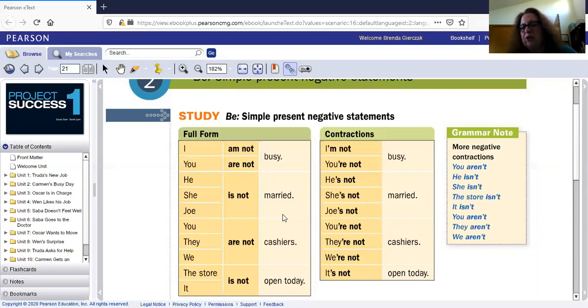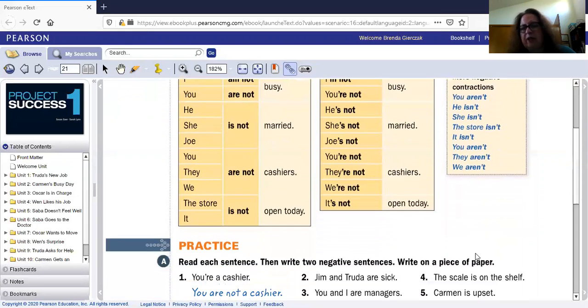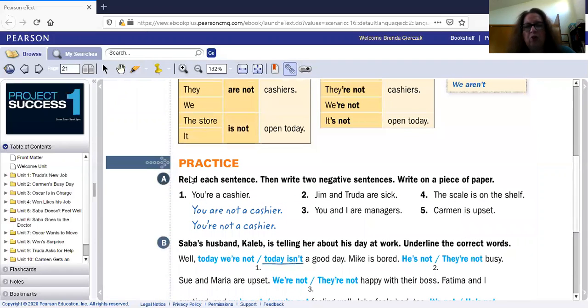So here are more negative contractions: you aren't, he isn't, she isn't, the store isn't, it isn't, you aren't, they aren't, and we aren't. Those are just some other negative contractions. So we're on number 2, practice. We're going to read each sentence and then write two negative sentences. You're going to write this on an extra piece of paper. So before the next class, if you'll do that, then we can talk about what you've written.